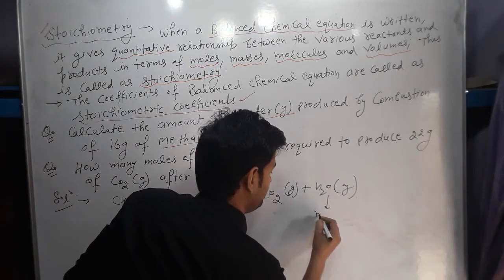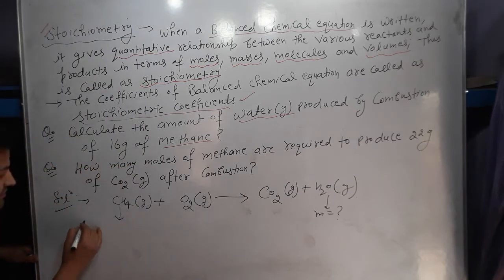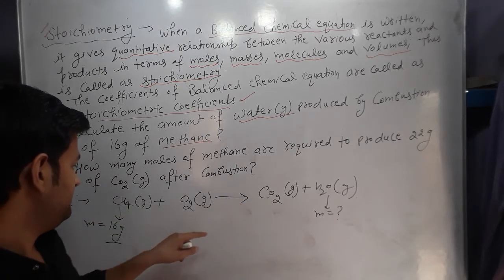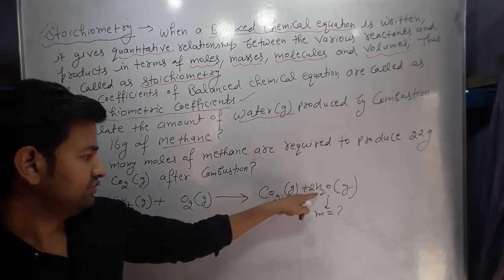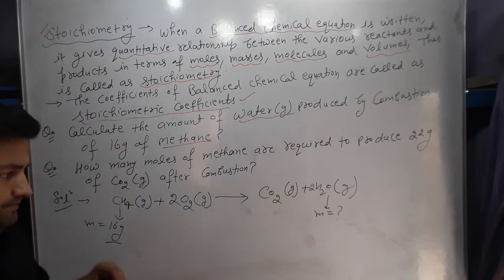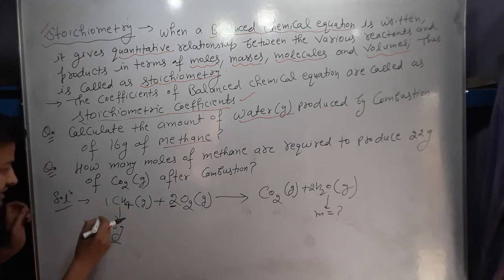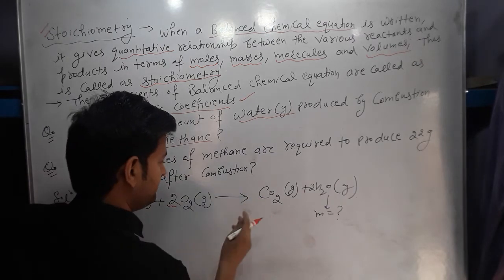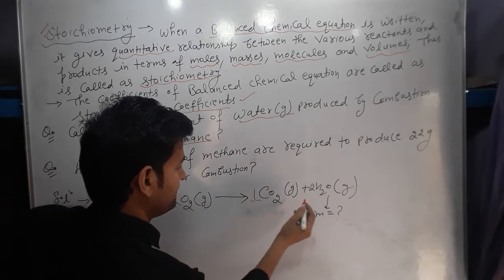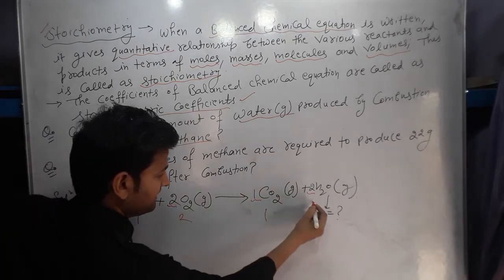We have to calculate the mass of water produced by the combustion of methane, and the given mass of methane is 16 gram. Then balance this equation: carbon is 1, oxygen, hydrogen are 4, so we multiply water by 2. And here oxygen is 2 and 2, 4, so it is 2O2. So the stoichiometric coefficient for methane is 1, for oxygen is 2, for carbon dioxide is 1, and for water is 2. So their stoichiometric coefficients, the numbers of moles, are 1, 2, 1 and 2.